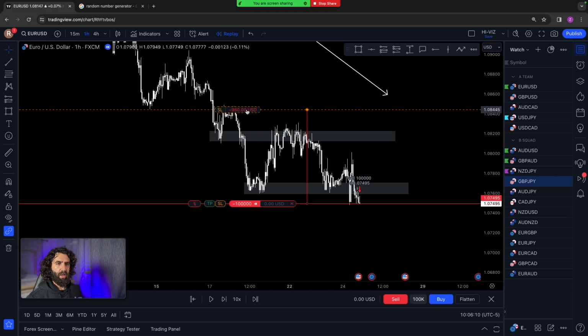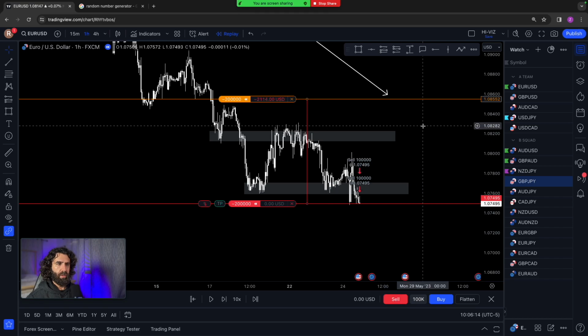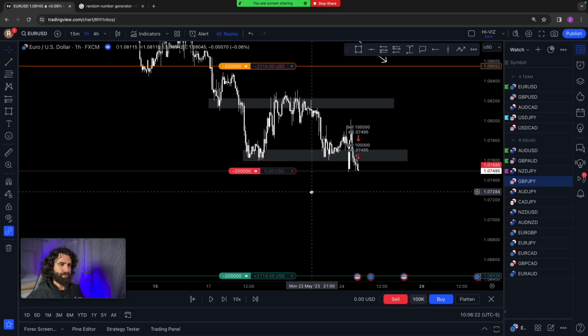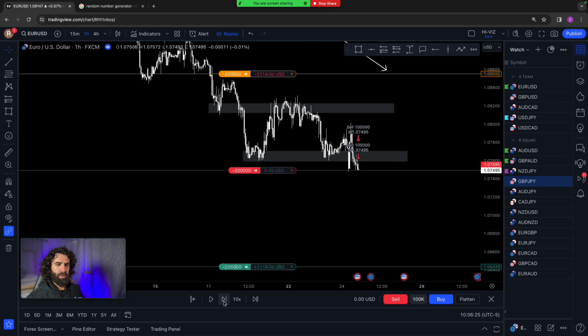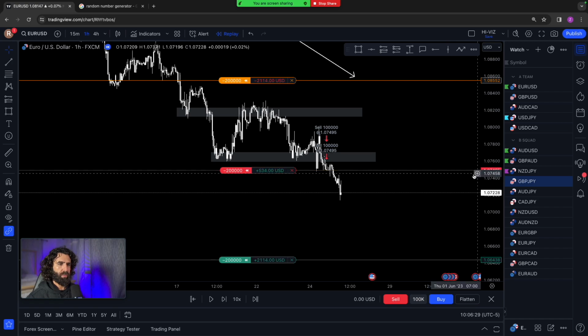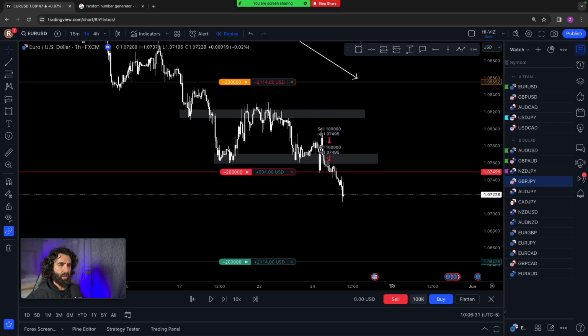We said we're going to put about $2,000 worth of risk on. I'm going to click that sell again. And we're going to start with a 1-to-1. Somewhere right around there. Okay. Let's play this thing forward and see what we get. Okay, price starts to push down. It's moving in the direction of our trade.